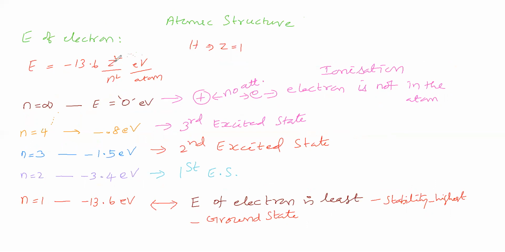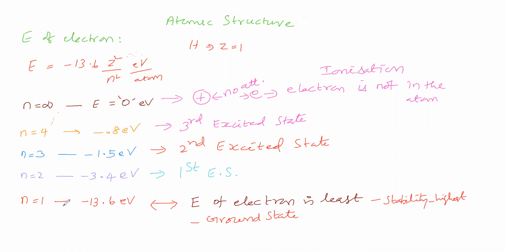We will substitute Z equal to 1. So we will get the energy of the electron as minus 13.6 electron volt. Then n is equal to 2, you substitute here. Z means atomic number. If you substitute n equal to 2, you get this much energy. Like this, you go on substituting n values.